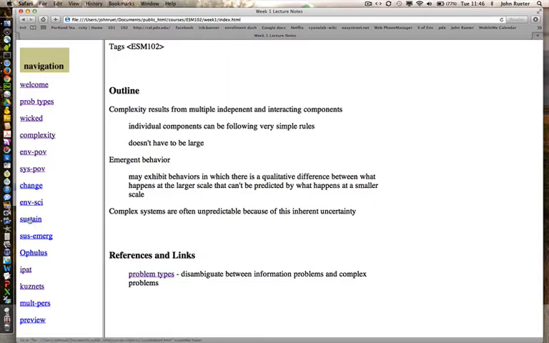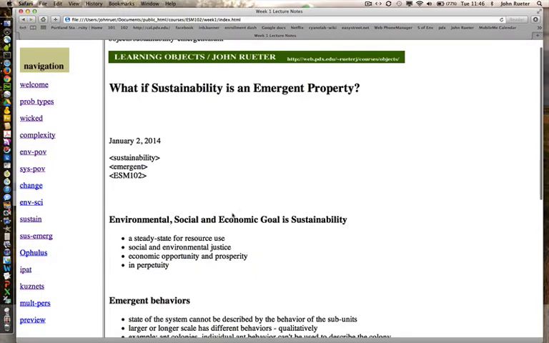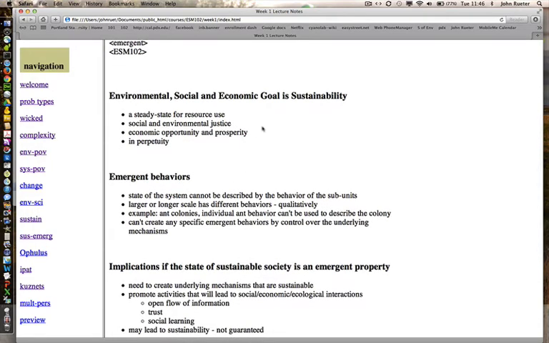So let's look at the goal of improving the environment, and one of those goals is to create a sustainable society. When we say a sustainable society, and this was in the Millennium Development Goals, we have a steady state for resource use, we have social and environmental justice. We also want this to be an economic system that has opportunity and leads to prosperity, not just a dystopia where everybody goes back and lives in a cave and shuts off everything, but really a vibrant social and economic future as well. And we want this to happen in perpetuity.